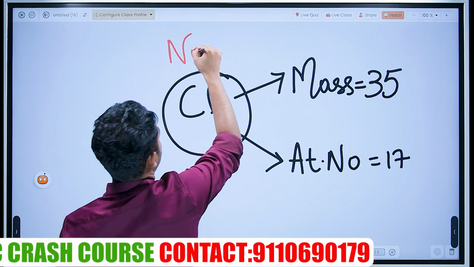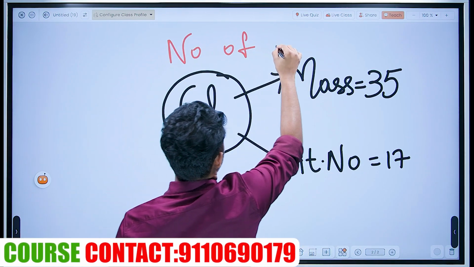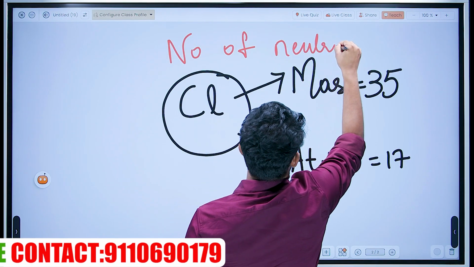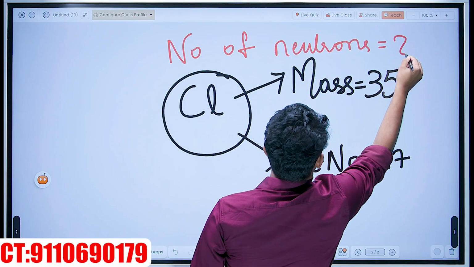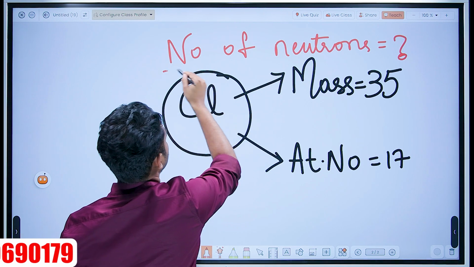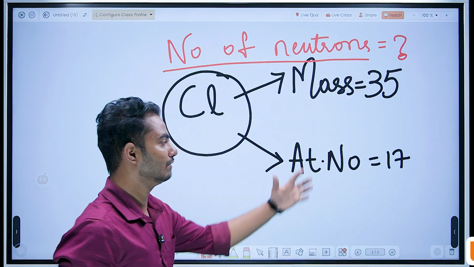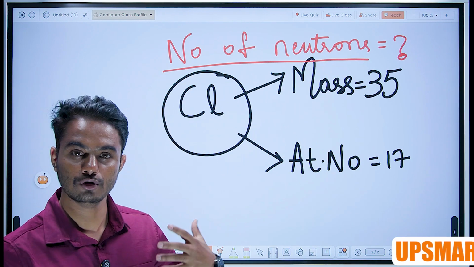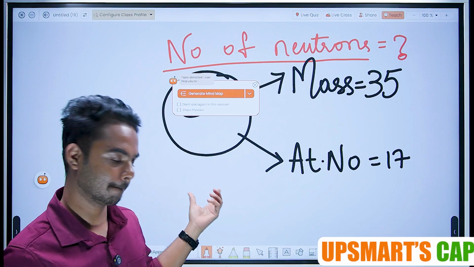Now the question is, the number of neutrons is equal to how many? What are the number of neutrons? How will you solve this now? You have the mass number, you have the atomic number. How will you solve this now? Let us do it now. Fine.